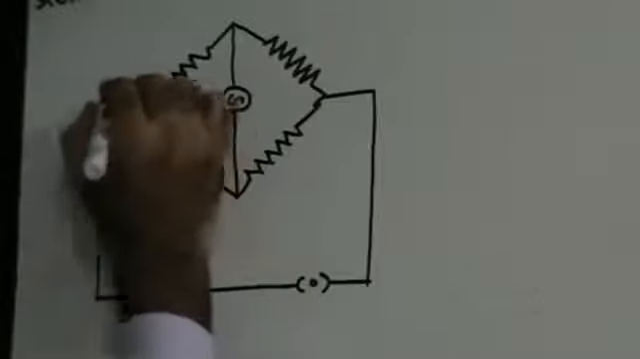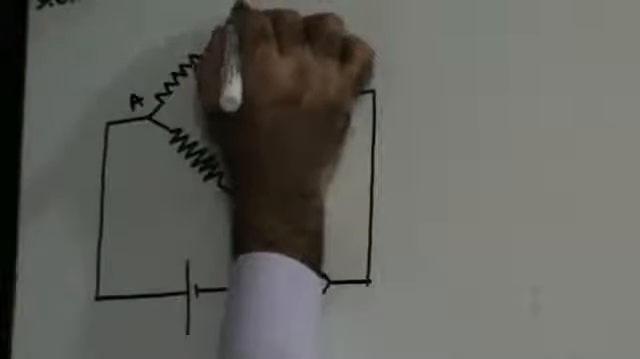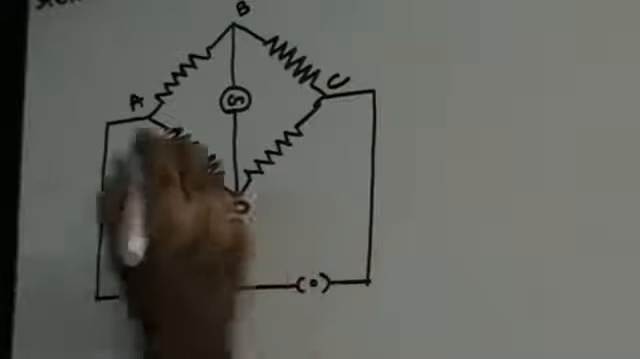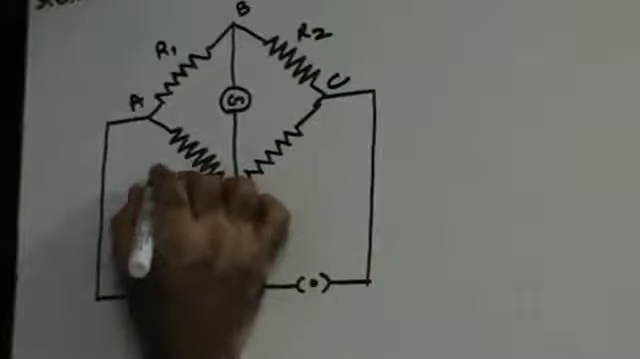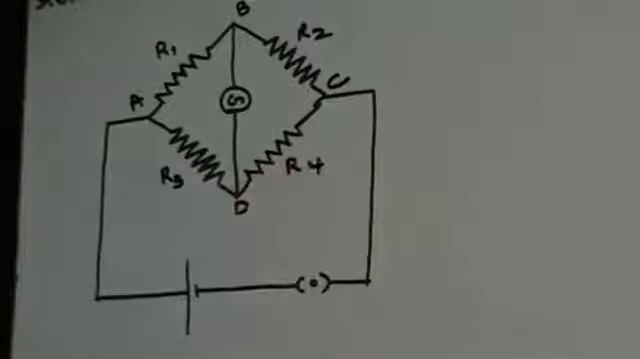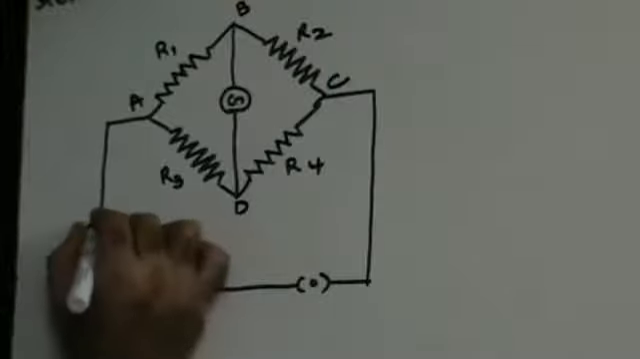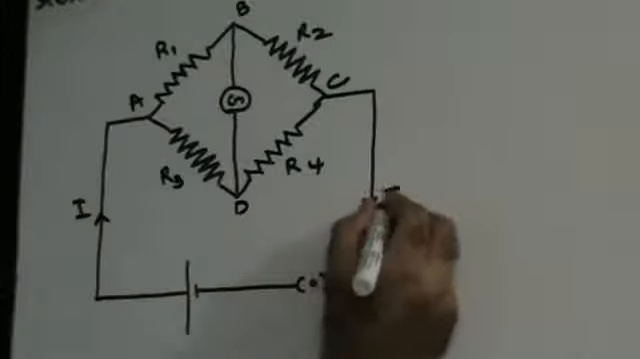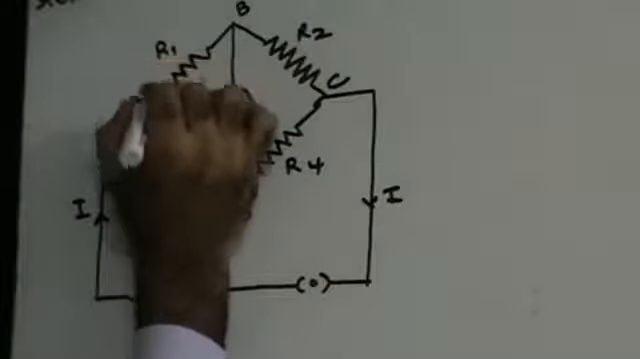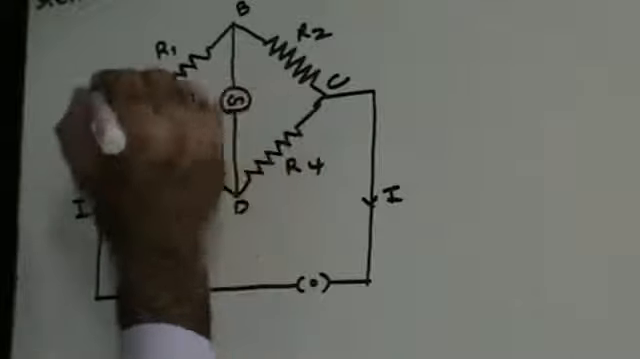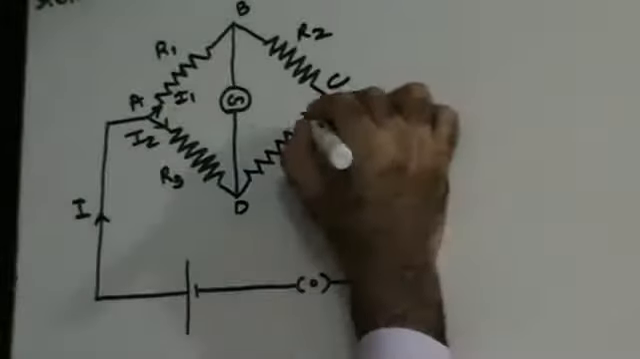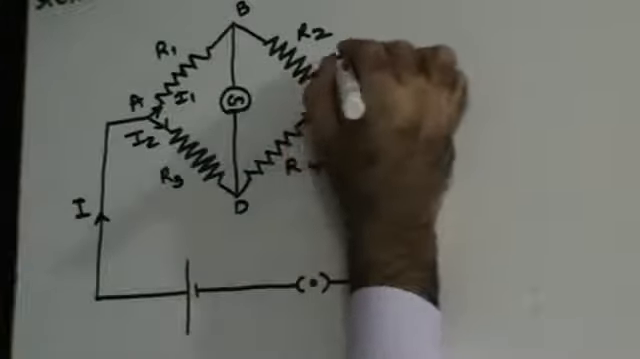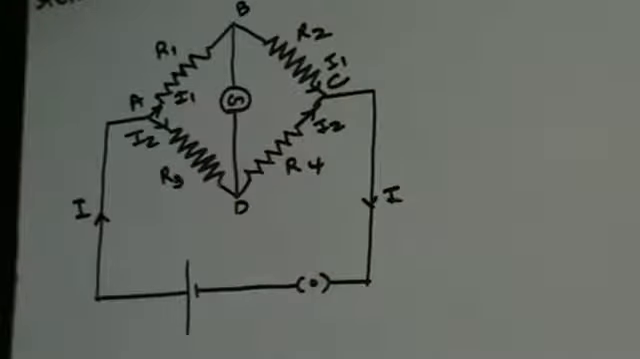Let's consider that these are points A, B, C, D. Let's consider resistances R1, R2, R3 and R4. Right? So this is your galvanometer. You have current entering from this junction, current moving out. Let's assume that this current here is I1, this current is I2, right? So current I2 comes back here, current I1, and they meet and you get your current I again, right?